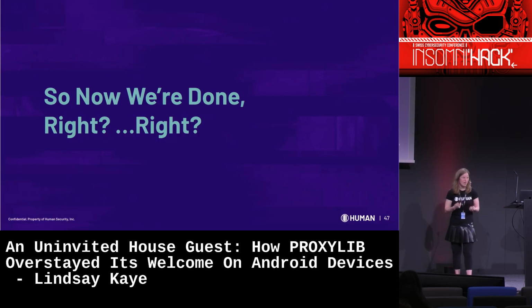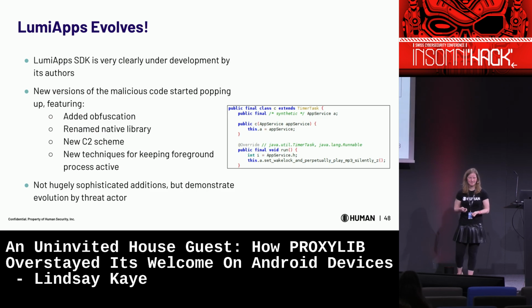So at this point, we have to be done, right? We are not. Lumi Apps has continued to evolve and does to this day. I'll talk about a couple of the first sets of evolutions here. It's very clearly under development by its authors even today. The new versions of the malicious code started popping up sometime, I believe, around October. We started noticing some of these changes, indicating that they were upping their game. A good indication that the threat actor is trying a little bit harder, because they have to, is when they start adding things like obfuscation, which we'll look at on the next slide.